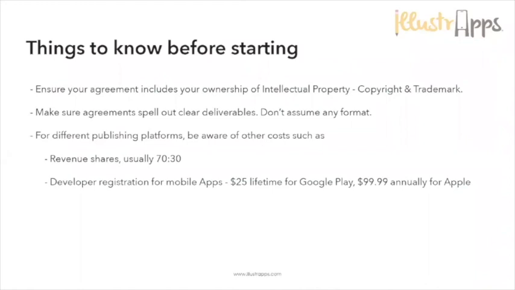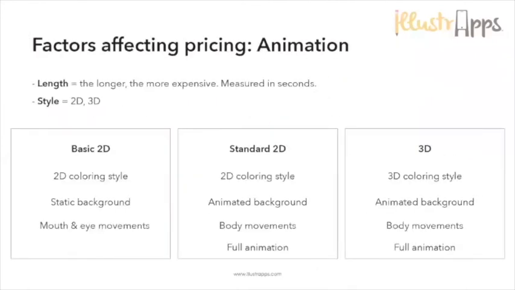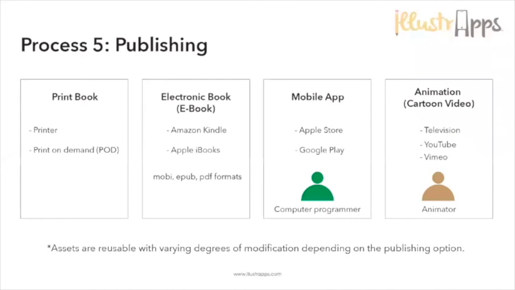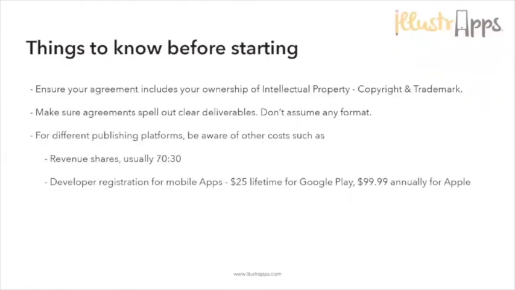So those are key points. It's a bit of a recap again. I walked you through 5 major phases in the development process. I talked about various animation styles, and even illustration styles, and how they affect pricing. I talked about different publishing formats that you should be aware of going forward. But the key thing that I mentioned was that your assets are actually reusable for the process going forward. And at this point, I shared some key points with you in terms of starting out.